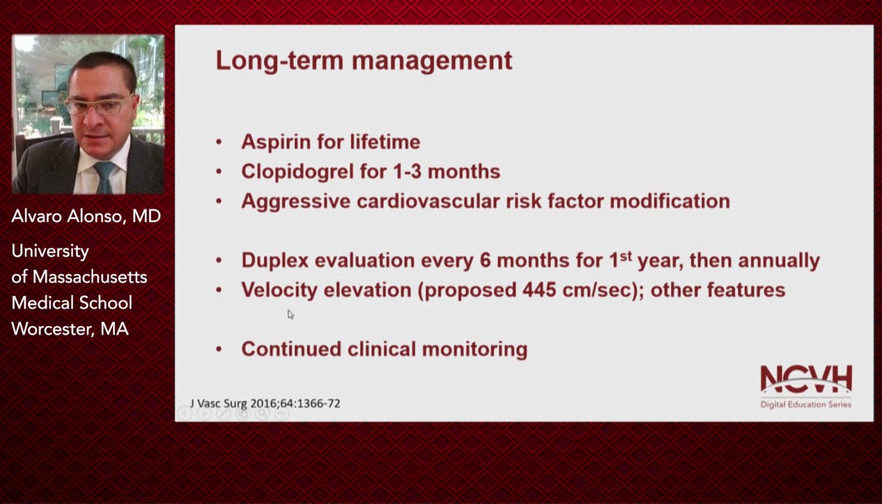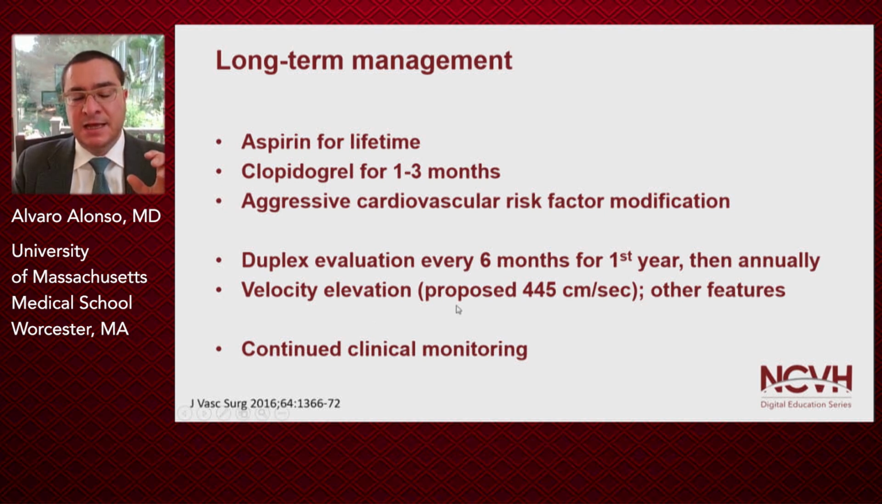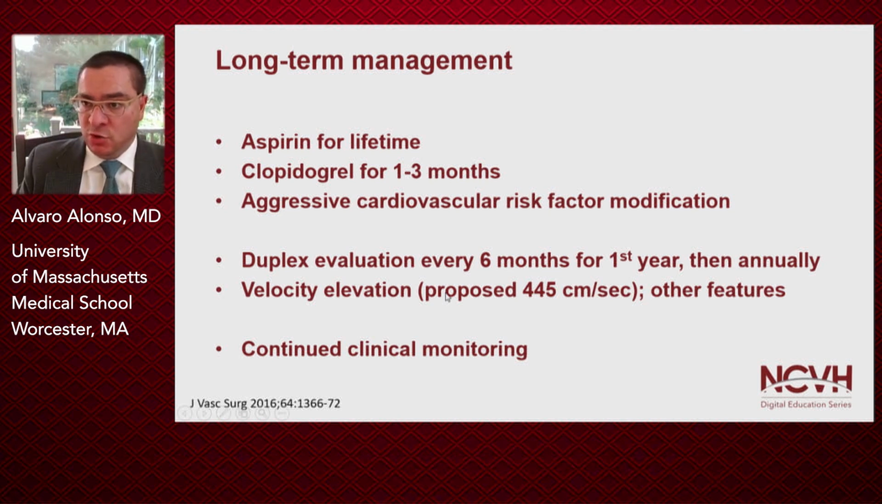People should understand that velocities in duplex studies in patients who have received stents tend to be much higher, so they would look like they're stenosed. So you really have to analyze your images and see whether there's color aliasing, and what the morphology of the waveforms downstream could be. Some studies have suggested a cutoff of approximately 445 centimeters per second for significant stenosis, but you also follow your patients clinically.